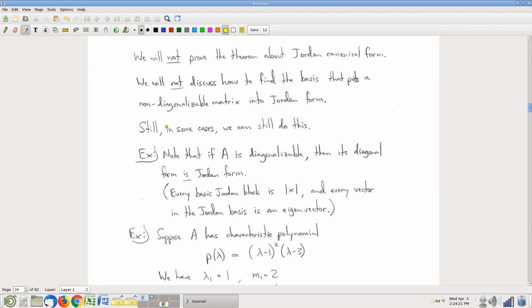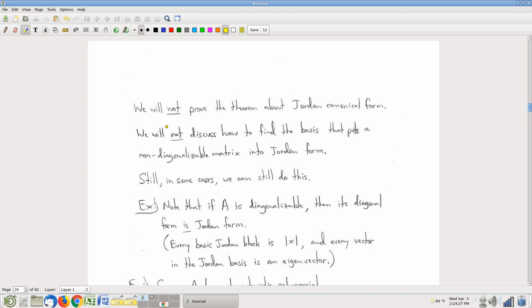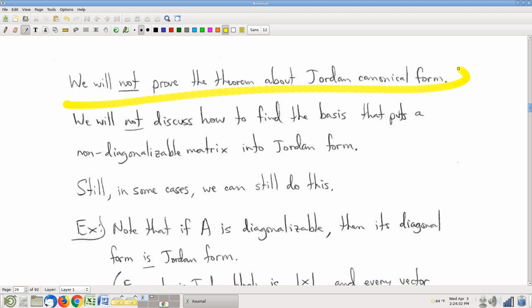Okay, so unfortunately, there's a bunch of stuff we just can't prove. It's just beyond what we have time for in Math 216. So I'm not going to prove that every matrix can be put into Jordan form. I'm not going to prove that up to rearrangements, every matrix can be put into exactly one Jordan form. It's just too much. We just don't have that kind of time.